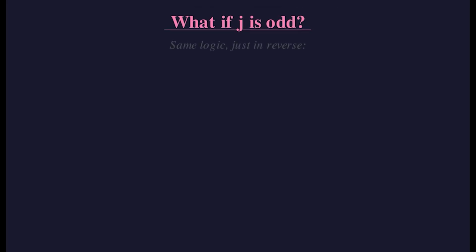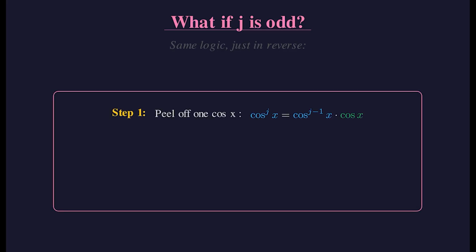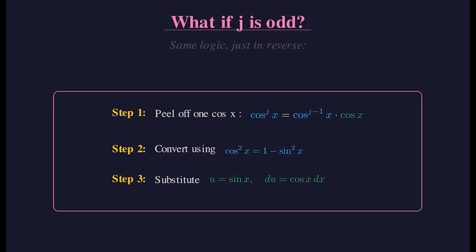Now, what if j is odd? What happens there? Well, that's fine. Here the same logic applies, just in reverse. We're just going to peel off one cosine x, convert again using the Pythagorean theorem, so this time we get 1 minus sine squared x, and we're going to substitute u equals sine x.